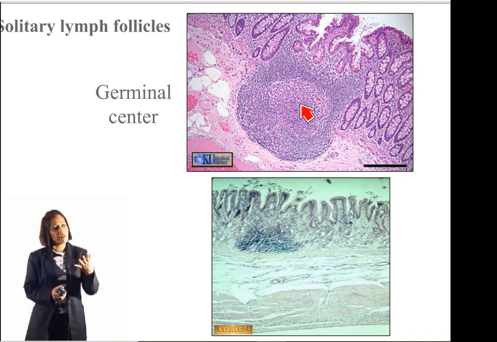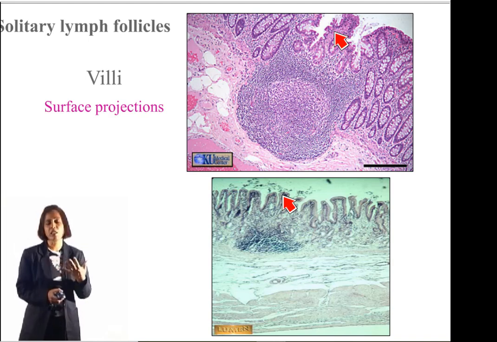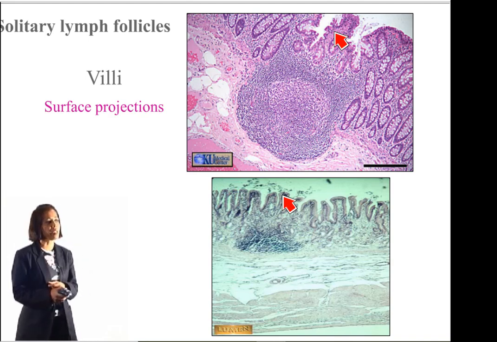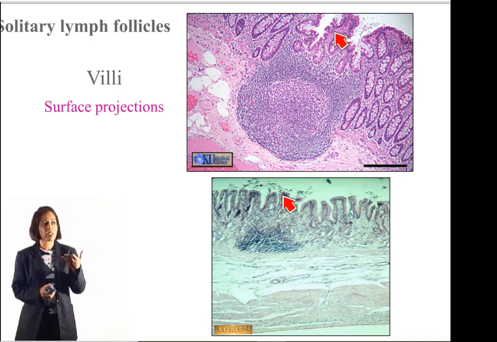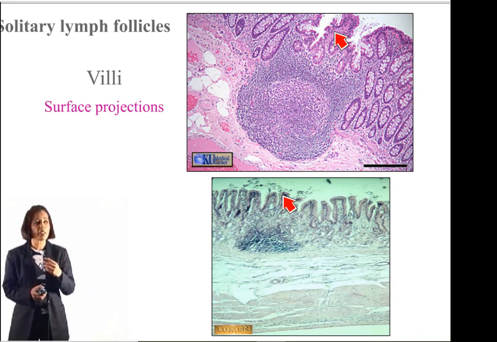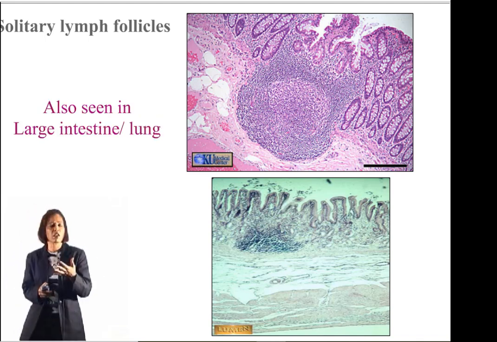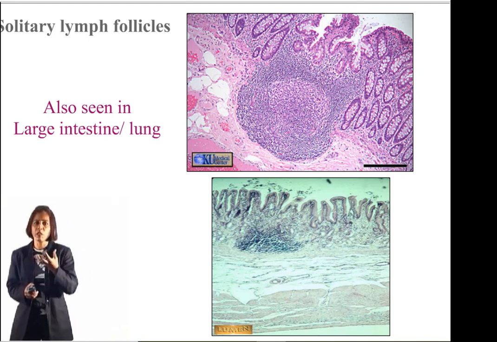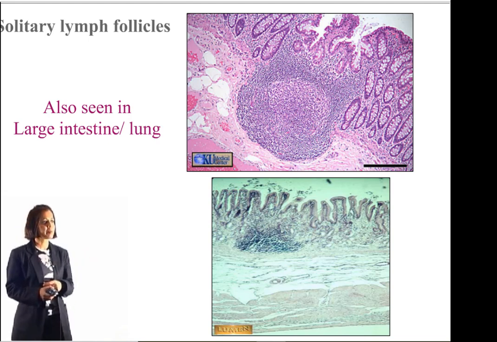Now, how you identify this as the small intestine is because of the presence of these little projections which are known as villi. These are surface projections of the epithelium. Now, these solitary lymph follicles I've shown you in the small intestine, but you can find them anywhere. You can find them in the large intestine, in the lung. You might see them in any organ, and these are just because lymphocytes are present all over the body and they are part of the immune system.